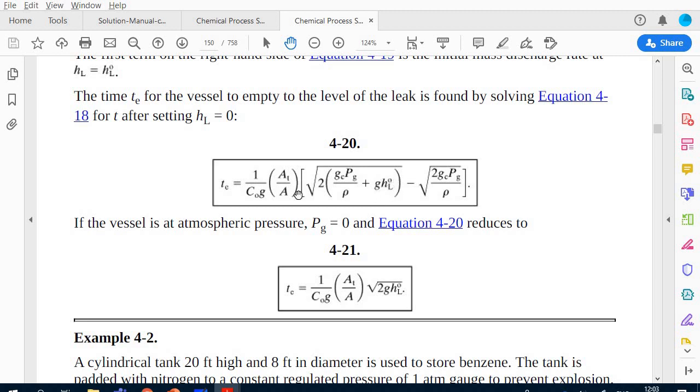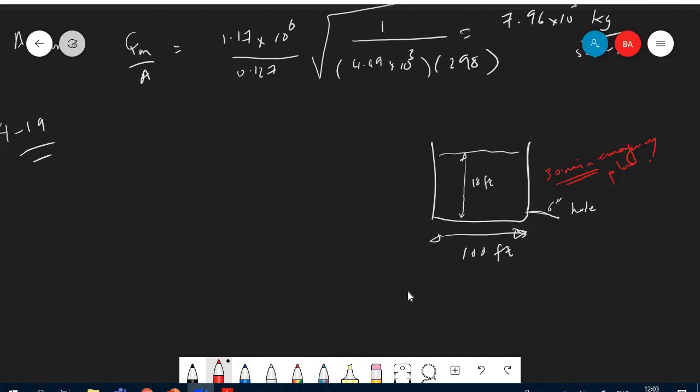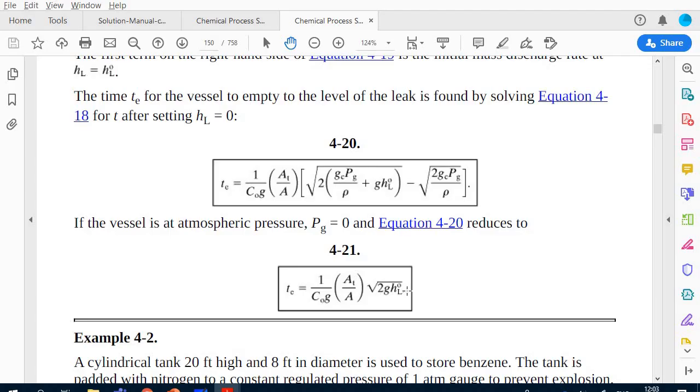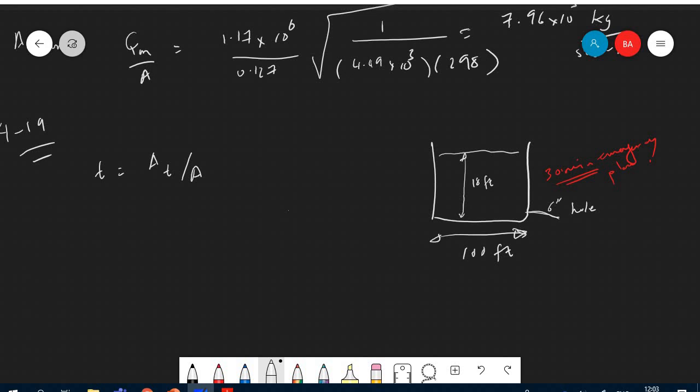So here are the equations that we have for the vessel to empty. That is the equation. But as we know, if the vessel is at atmospheric pressure, because it's open to atmosphere, this PG will be equal to 0. So this PG drops out from the term. Actually, many things drop out from the term. We have only the square root of 2 multiplied by g, HL. So that is the equation that we have. It came out to be a very simple equation.